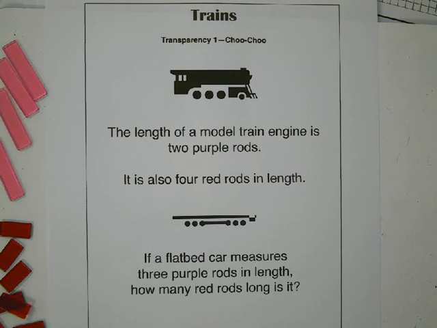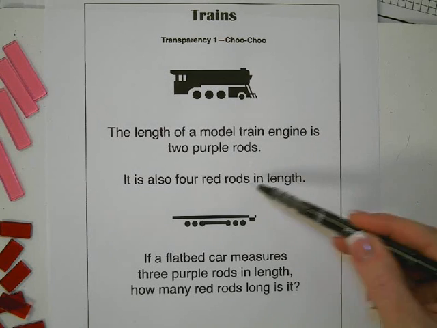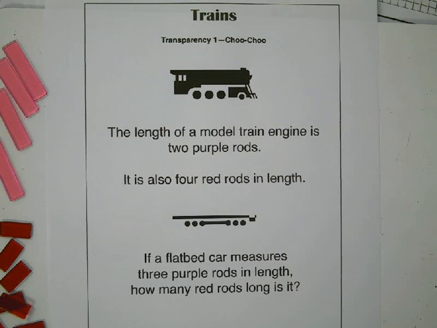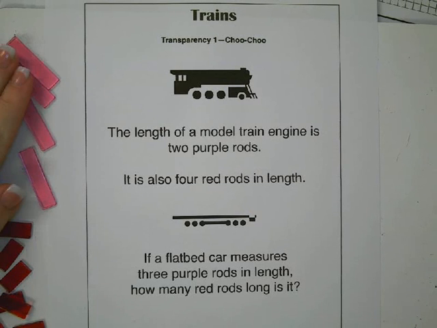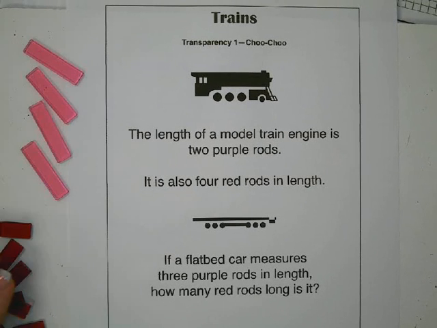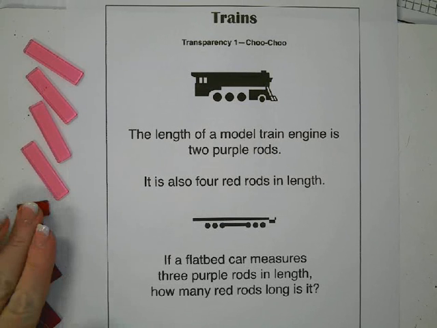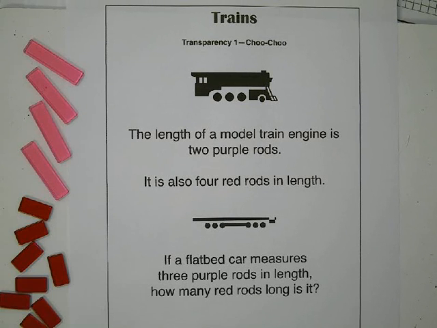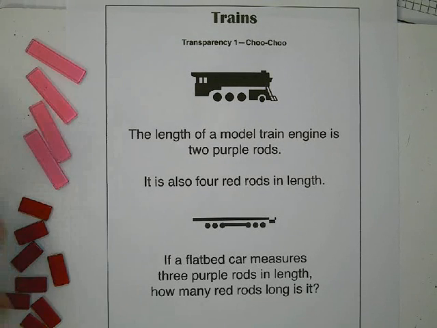If you'll just take a look at the screen, it says the length of a model train engine is 2 purple rods. It is also 4 red rods in length, and what these rods are referring to are these Cuisenaire rods that we're using in class today for modeling. I've got some over here just as an example. These are meant for filming, but you're going to have some actual rods in different colors, and we're going to use the purple and the red just for this example. So I've got my purples up here and my reds down here.